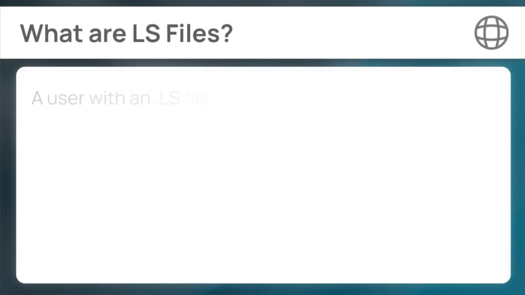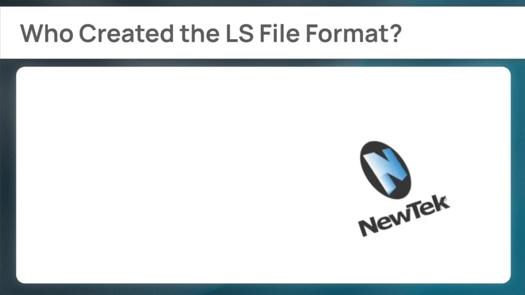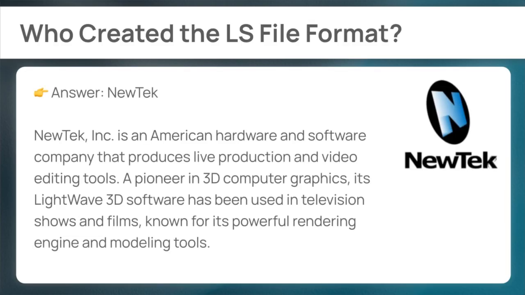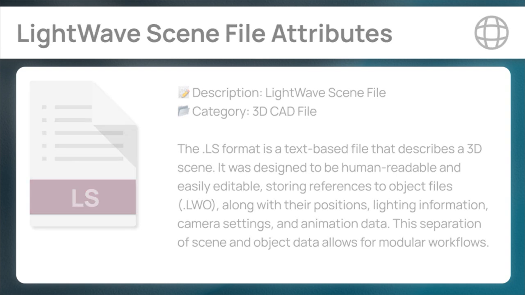A user with an LS file is typically a 3D artist or animator working with a scene created in NewTek's LightWave 3D. They are trying to open this project file to continue editing, render the final image or animation, or export the scene's assets for use in another application. The LS format is a text-based file that describes a 3D scene. It was designed to be human-readable and easily editable, storing references to object files, LWO, along with their positions, lighting information, camera settings, and animation data. This separation of scene and object data allows for modular workflows.